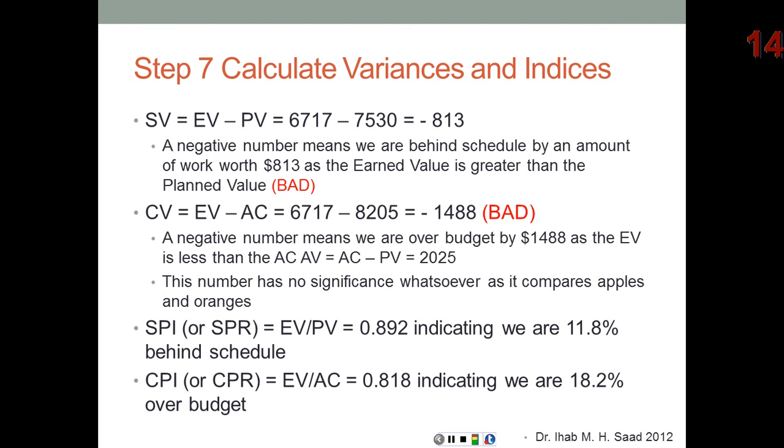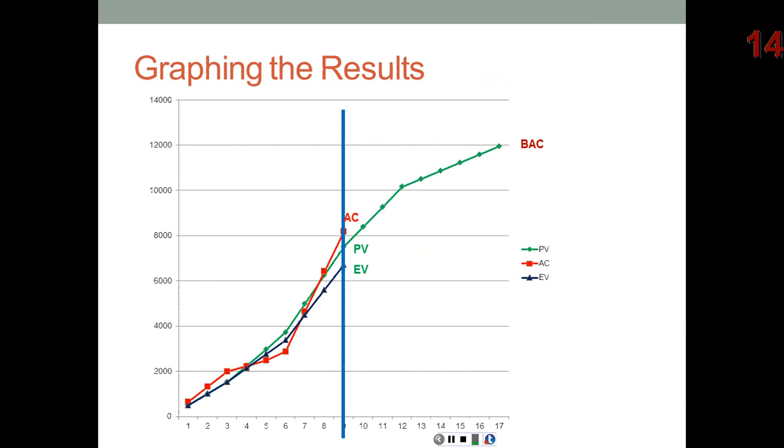We can reflect all of this information in a graphical way. So again, this is the curve that we had drawn before, and it shows the final number here at the BAC. And now we drew a vertical line at the end of week 9, and it shows that the earned value is below the other 2 points, the planned value and the actual cost. Remember, just by looking at this curve, if the earned value is the highest point, that would be great. It would be good and good. If the earned value is the lowest point, it would be bad and bad.